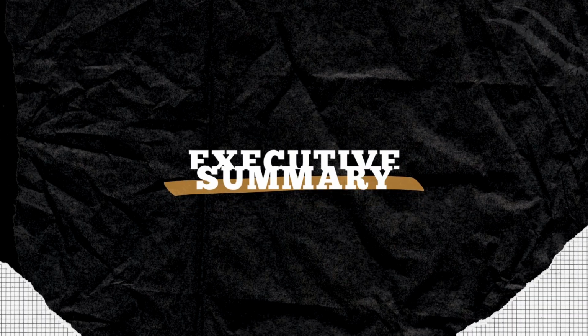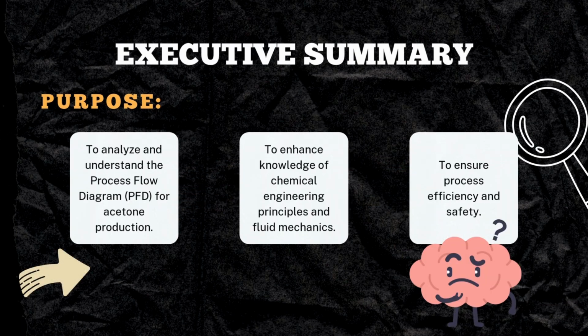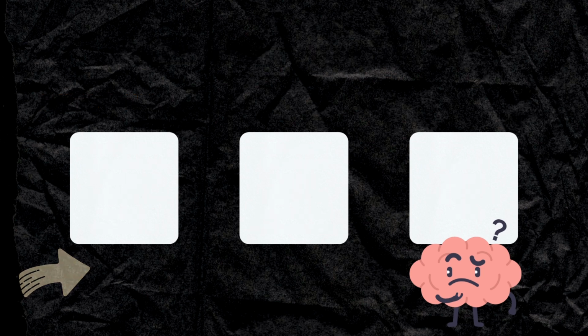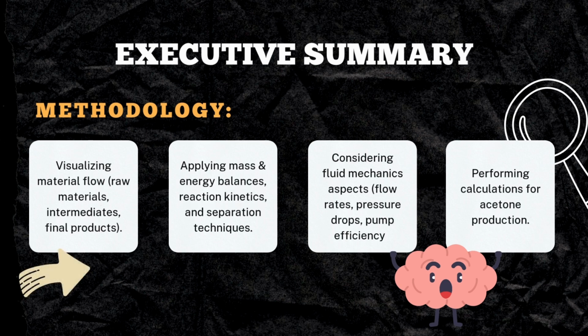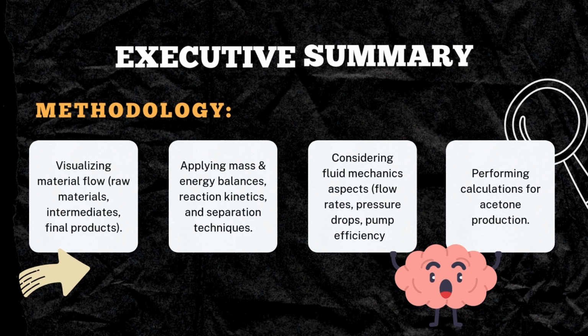First, let me briefly summarize the objective of this project. The main goal of this study is to analyze and understand the process flow diagram, PFD, for acetone production. This helps us apply chemical engineering and fluid mechanics principles while ensuring process efficiency and safety. Next, we visualize material flow, including raw materials, intermediates, and final products. Key engineering concepts like mass and energy balances, reaction kinetics, and separation techniques were applied. We also considered fluid mechanics aspects such as flow rates, pressure drops, and pump efficiency. Additionally, we performed calculations to reinforce our understanding of the process.